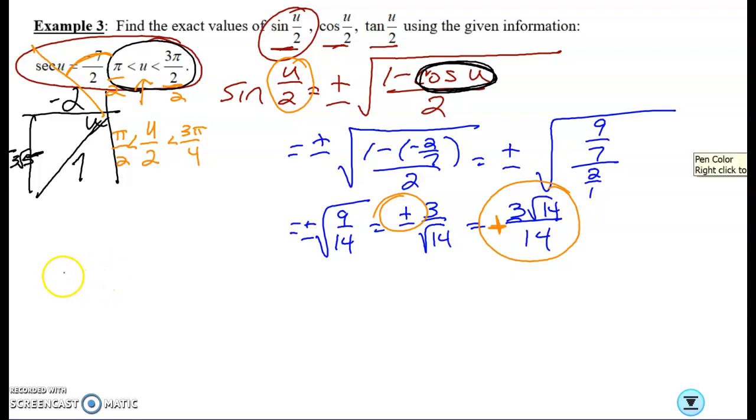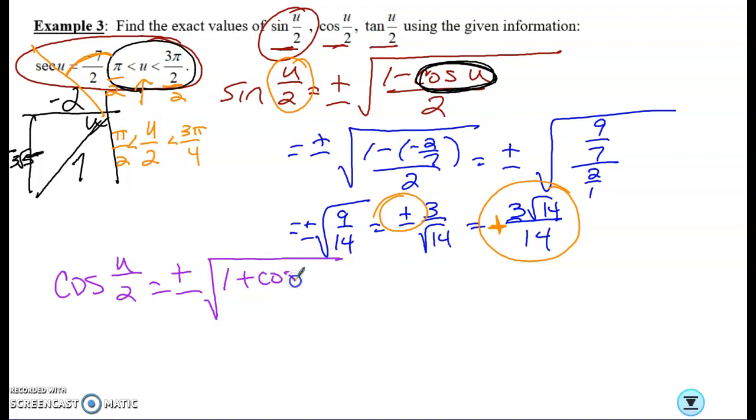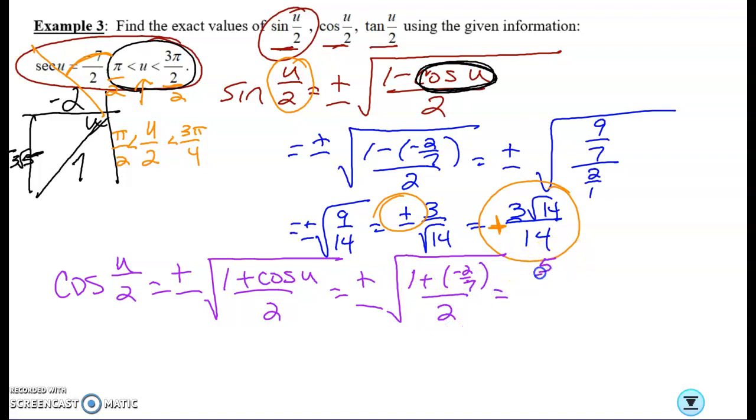Second problem, we got the cosine of u over 2. So we have plus or minus the square root of 1 plus the cosine of u over 2. So it's pretty much the same thing, only this time we have a plus. So we have 1 plus a -2 over 7 divided by 2. And so on top we get 5 over 7 divided by 2. And so this would be the square root of 5 over 14. Still got the plus or minus out there. We'll talk about that in a second.